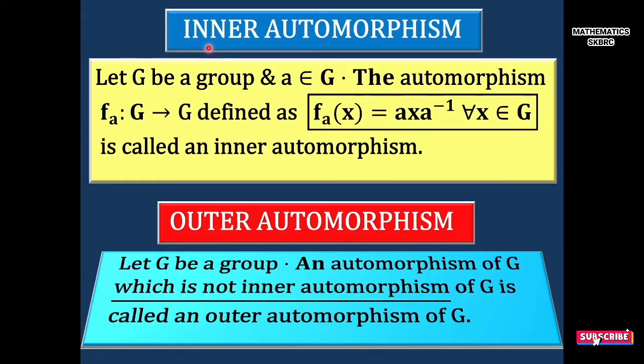Very important definition, inner automorphism. Let G be a group and a is an element in the group G. The automorphism f_a: G to G defined as f_a(x) = a x a inverse for all x belonging to G is called an inner automorphism of G. We already proved that the mapping f_a is an automorphism on G. Outer automorphism: an automorphism which is not inner is known as outer automorphism on a group G.